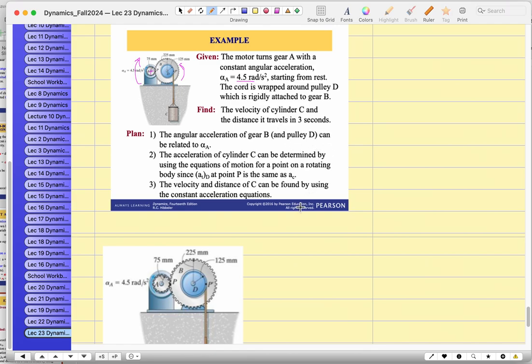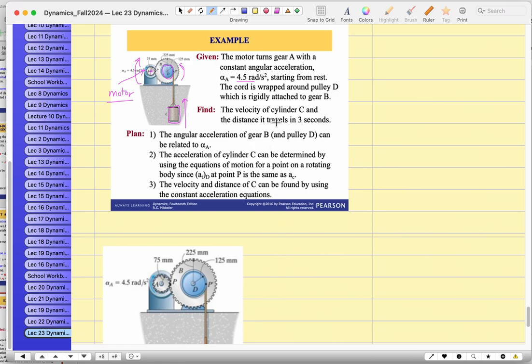It starts from rest, so initially they are at rest. The cord is wrapped around the pulley D. This is pulley D, and this block is lifted upward when the motor turns. This gear is linked with the motor. Behind the gear there is a motor, and this is moving in clockwise rotation.